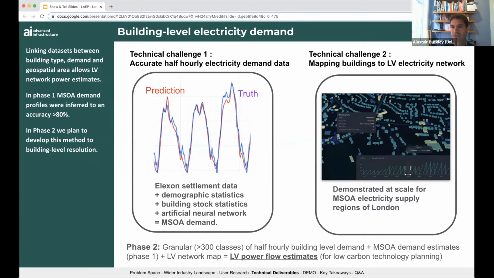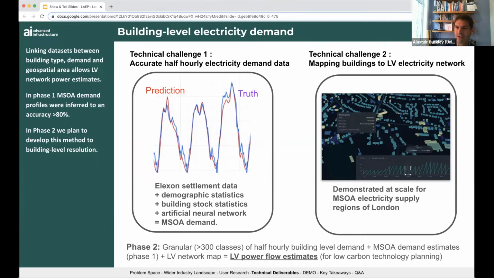So in phase 1, we've built the validation tool for the building-level demand estimates by developing a way to infer the aggregate demand for groups of around 5,000 buildings. So that's for each middle layer super output area of the UK, or MSOA. And we've done this using national electricity settlement data and demographic and building stock statistics available at MSOA.